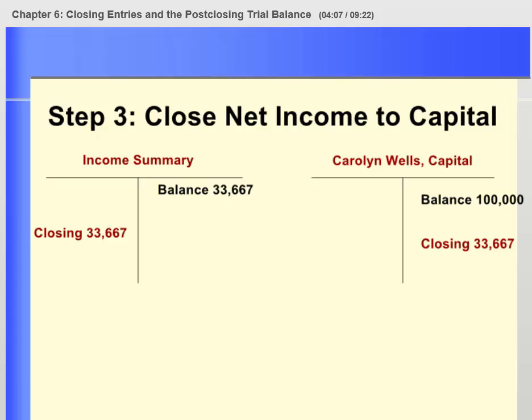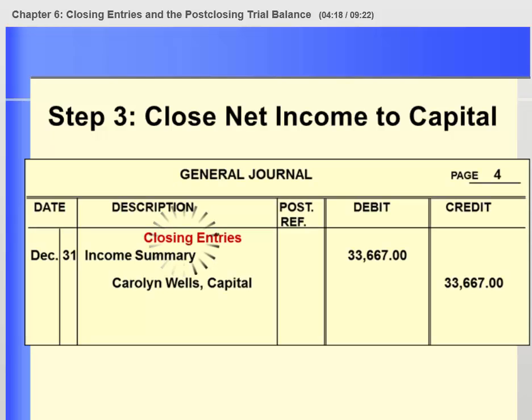So to close it, we would debit it for this amount and make a corresponding credit to the owner's capital account for the same amount. Here is an illustration of what the third closing entry would look like in the T accounts. Here is the third closing journal entry.